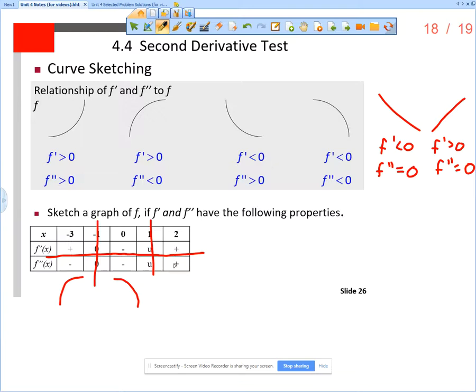Next, to the right of 1, the first derivative is positive and the second derivative is positive. Positive first derivative means increasing. Positive second derivative means concave up. So we have a curve that looks like that. If I join these 2 curves together at x equals 1, it wouldn't be smooth. It would be a corner point, which makes sense because the first derivative is undefined. If the first derivative is undefined, the second derivative must also be undefined.